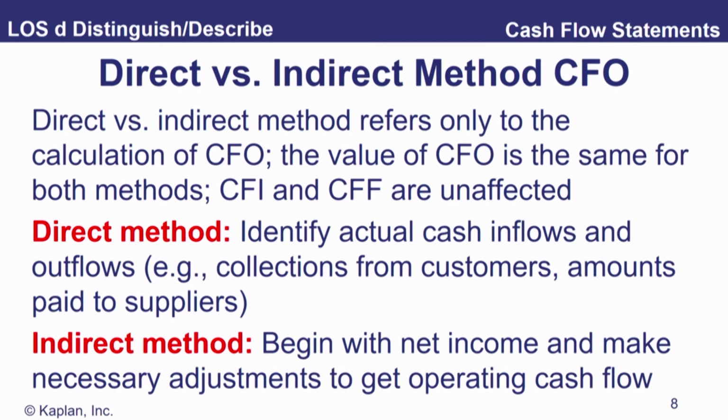Now, the direct method, I always think this is the most logical way of doing it. It's going to show you the actual cash inflows and outflows from each source, i.e. the cash we collect from our customers, the amounts we pay to suppliers, the amounts we pay to the tax authorities, etc. Now, I think of the indirect method as being a shortcut to the direct method.